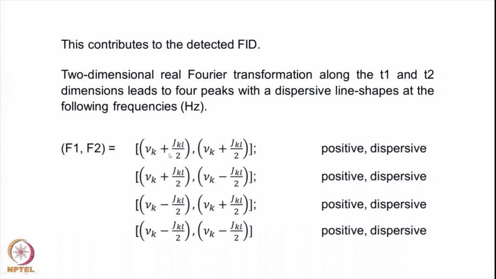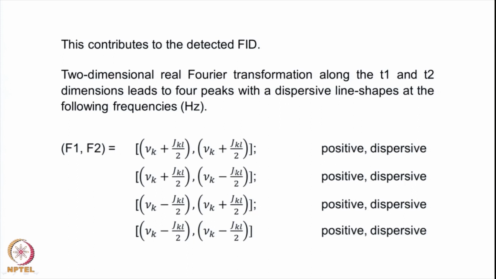So, you have here nu k plus jkl by 2 along the T1 and nu k plus jkl by 2 along the T2. So, this is a positive peak and it will have the dispersive line shape, and this one is nu k plus jkl by 2 along the T1 and nu k minus jkl by 2 along the T2, and this will be again positive and dispersive line shape. And then you will have correspondingly nu k minus jkl by 2 along the T1 and nu k plus jkl by 2 along the T2, positive dispersive, and finally nu k minus jkl by 2 and nu k minus jkl by 2, which is also positive and has the dispersive line shape.